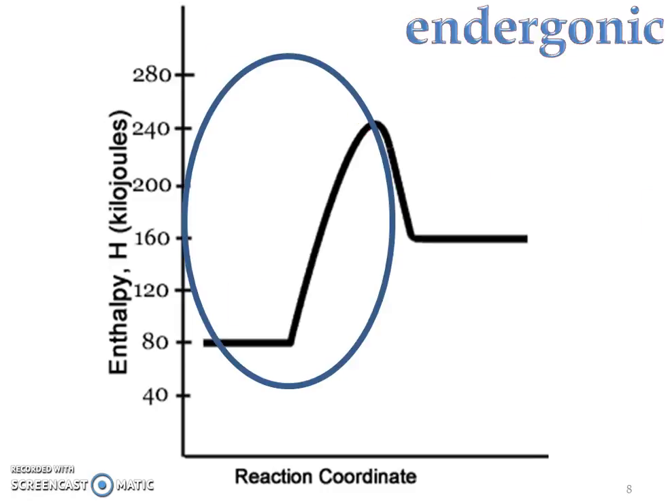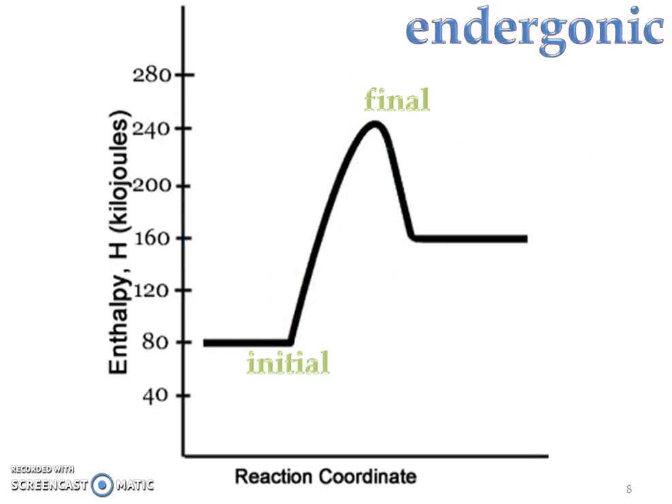So let's explore this part of the graph first. This is considered the endergonic part of the graph. Why? Because we are absorbing energy. Okay, we are going up. We are absorbing energy. So we started out with 80 and now we have 240. So we've absorbed energy. So this is the initial energy. This was the final energy.